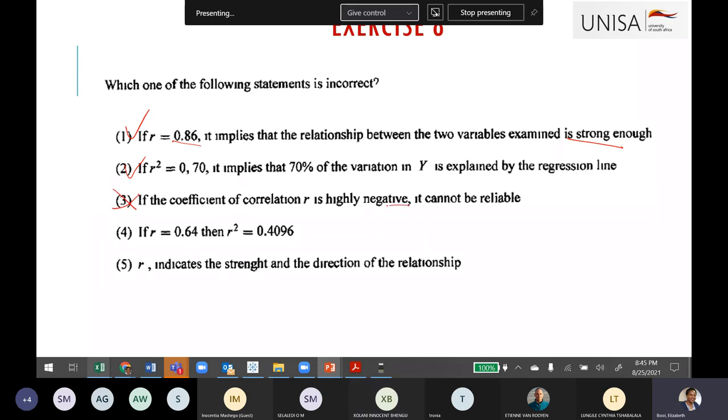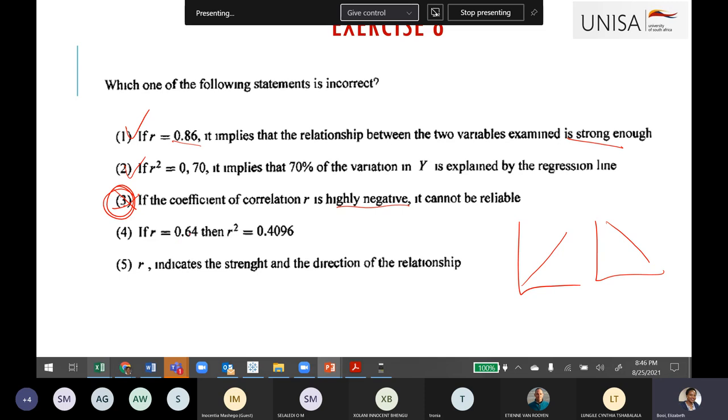So when it's positive or negative, there is still a relationship. So we can still rely on that model, using the X value to find the value of our dependent variable Y. So this one is incorrect.